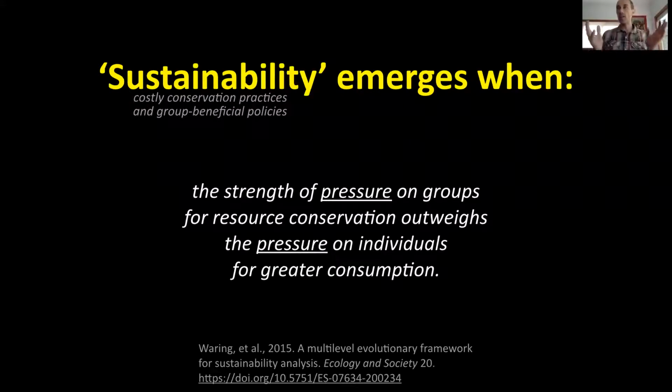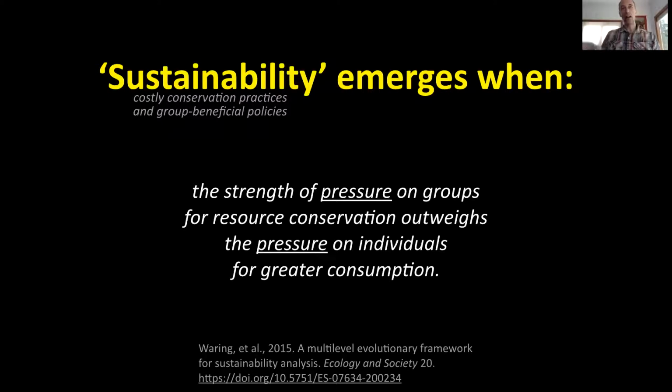So just to summarize the main takeaway from that 2015 paper that you've seen, the idea is that we can use what we know about how cooperation works in groups to focus more effectively on where we can make sustainability progress in the case of environmental social dilemmas. So if we want environmental conservation when it's costly for the individual, we should expect that to happen only when there's a greater pressure on groups to conserve those resources than there is a pressure on individuals to consume those resources. And so that might not happen a lot naturally, which is of course why it's difficult.